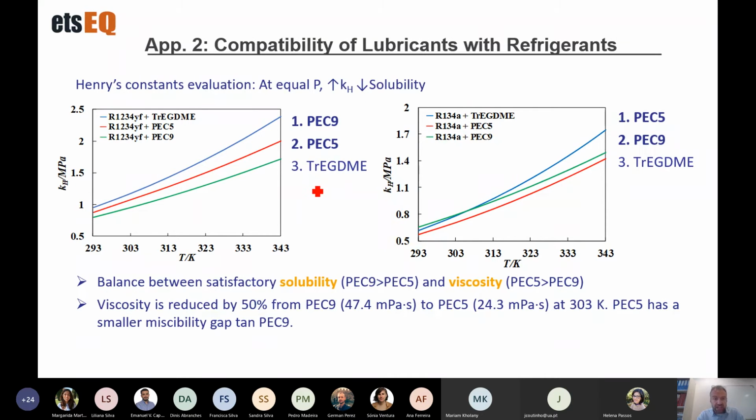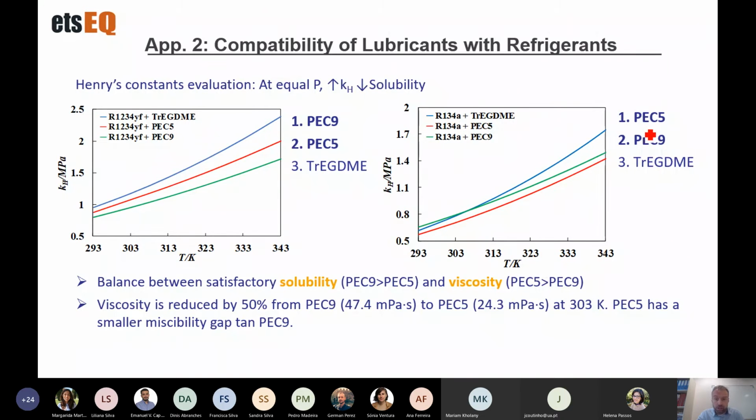Once we had that, we checked the 3 more promising refrigerants, because we had information for both systems for these 3 refrigerants. So we compared these 3. We predicted the Henry constants based on the previous information in our model, okay? And we saw that lower Henry constants mean more solubility, so higher Henry constants are low solubility. This means that the best option for this one was PEG 9, then PEG 5, and finally triethylene glycol dimethyl ether. For R134A, it was just the contrary.